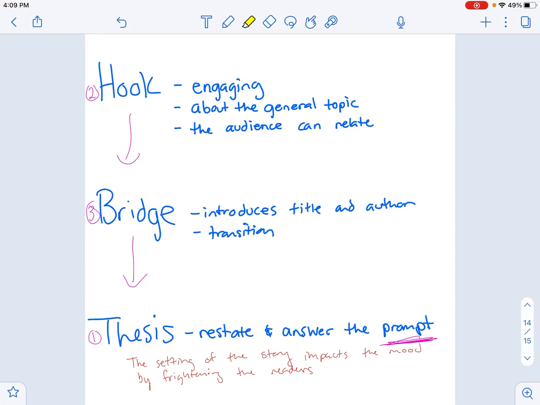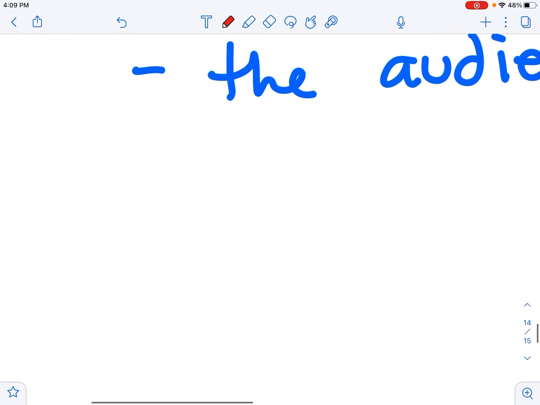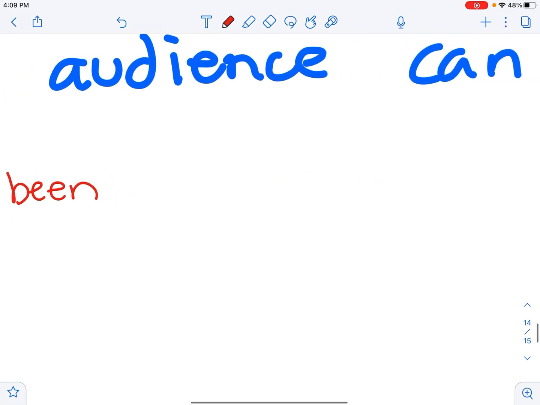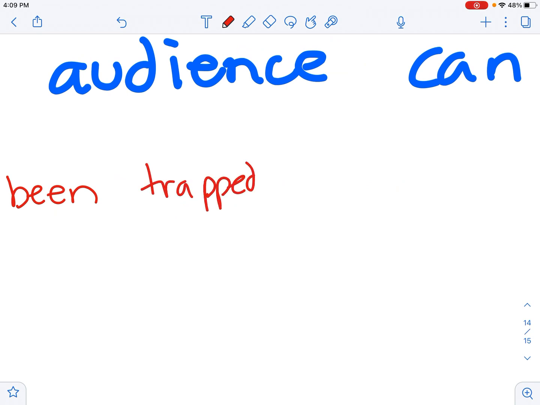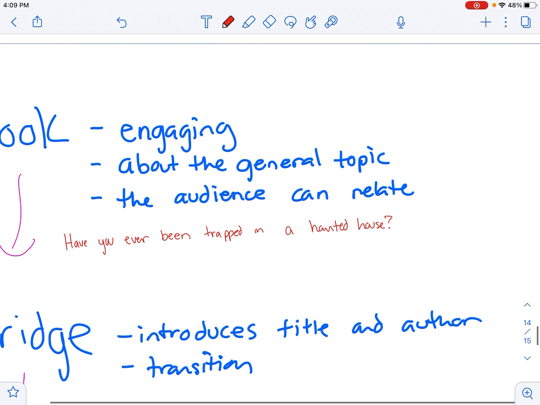What I'm going to do for this one is ask a question. I'm going to show you what it looks like when we write a really good, interesting question, okay? So I'm not going to repeat the prompt. That's boring. But maybe I'm going to say something like, have you ever been trapped in a haunted house? Because that type of question, when you ask somebody, they answer in their head without even thinking about it.